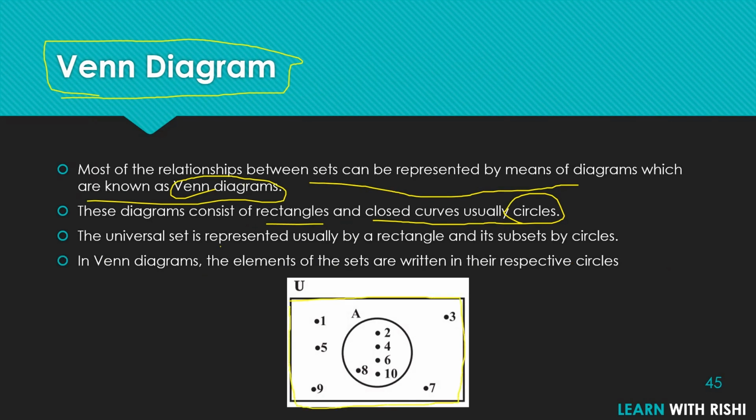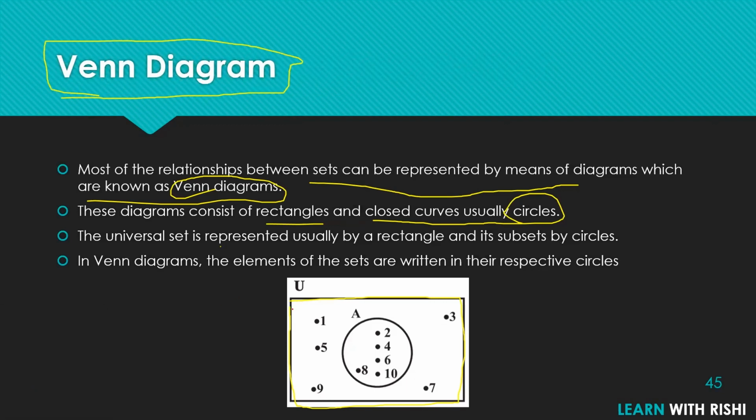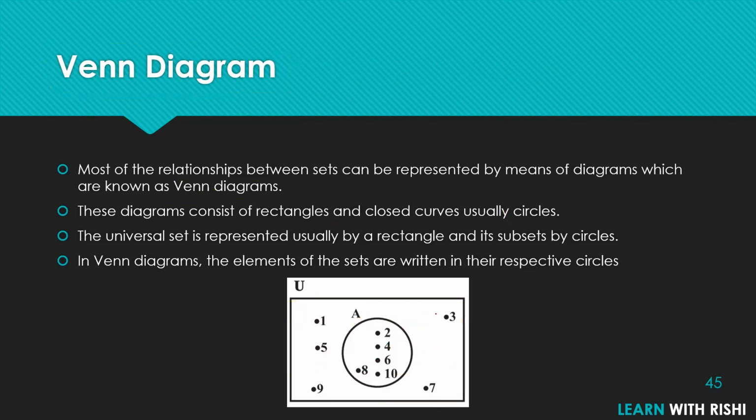This rectangle is nothing but a universal set. So we represent a universal set with a rectangle. So this is a universal set. And with a circle, we represent a subset. So this is our subset.